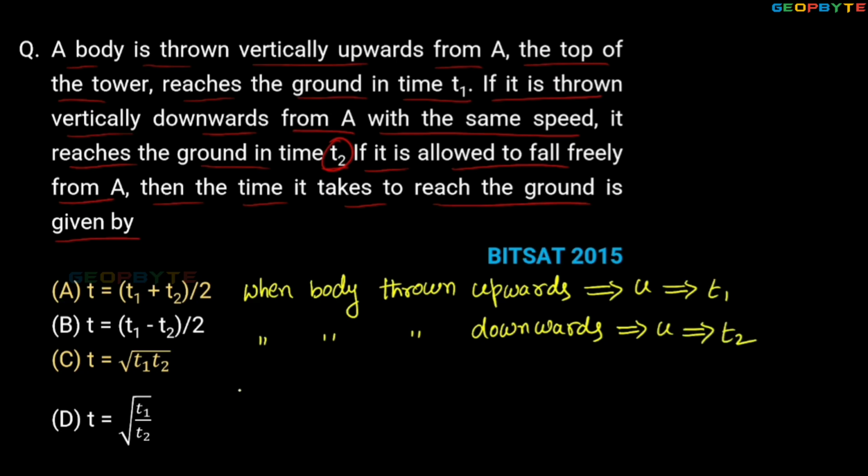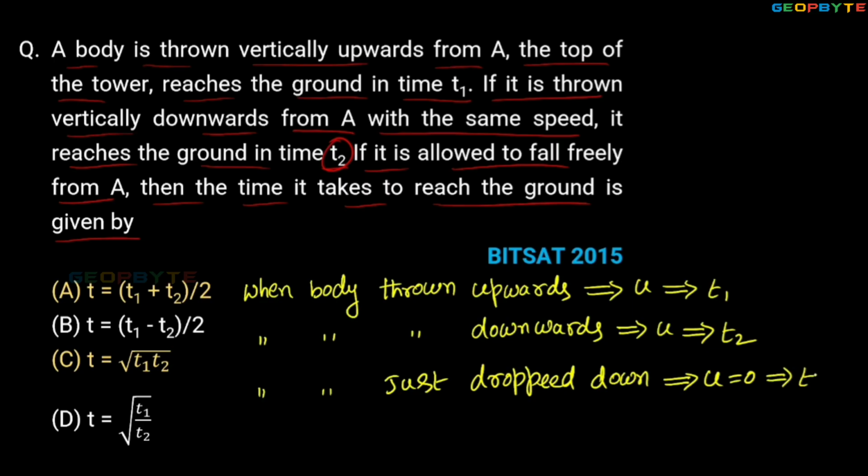Okay. But when the body is just dropped down, just dropping down means initial velocity u equal to 0. Then the time required may be t. Then what is the time t in terms of t1 and t2? That is what he is asking. Look at the options. All options are given in terms of t1 and t2.